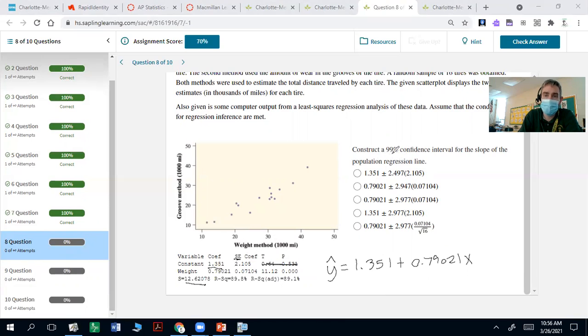So let's first talk about the confidence interval. How do we get a confidence interval? The formula for a confidence interval is the statistic plus or minus our critical value, and I'll explain how to get that here, times the standard error. Well, guys, we're given the standard error, and we're given the statistic. We only have to figure out what the critical value is. So if it's talking about slope, our statistic is B. That's going to be 0.79.